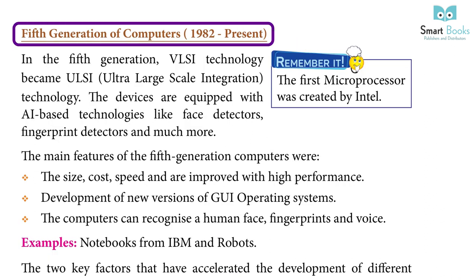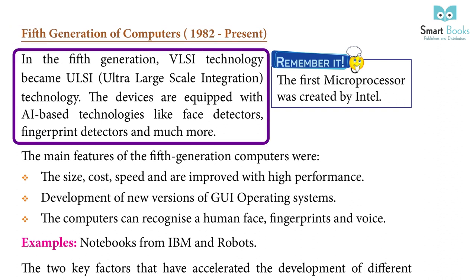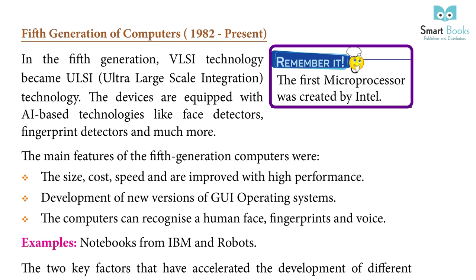Fifth generation of computers, 1982 to present. In the fifth generation, VLSI technology became ULSI, Ultra Large Scale Integration technology. The devices are equipped with AI-based technologies like face detectors, fingerprint detectors, and much more. Remember it! The first microprocessor was created by Intel.